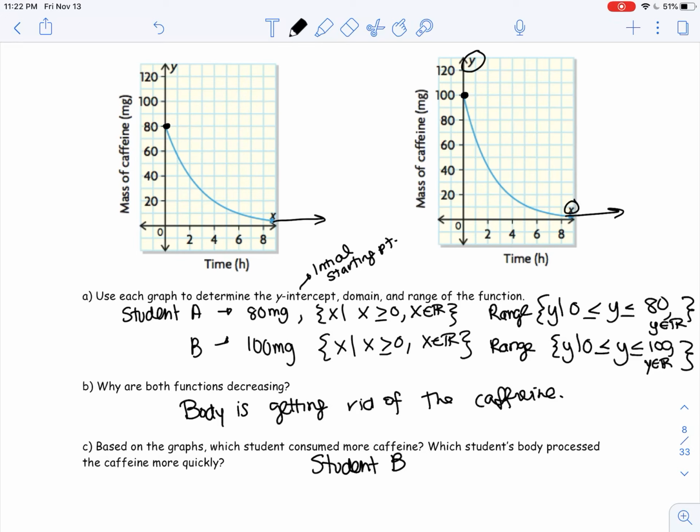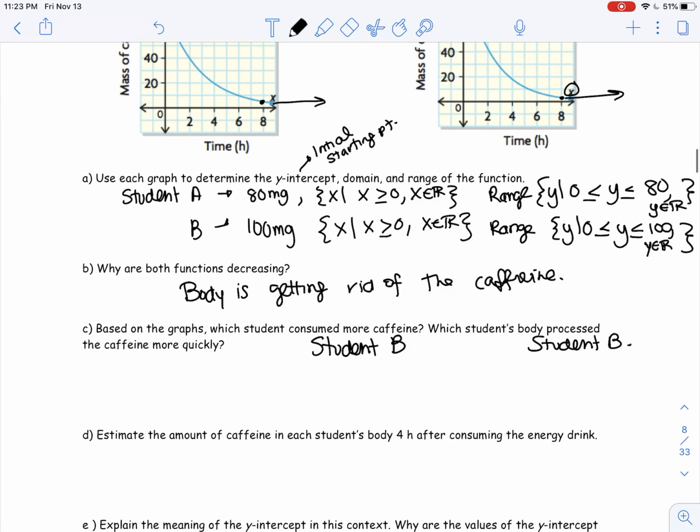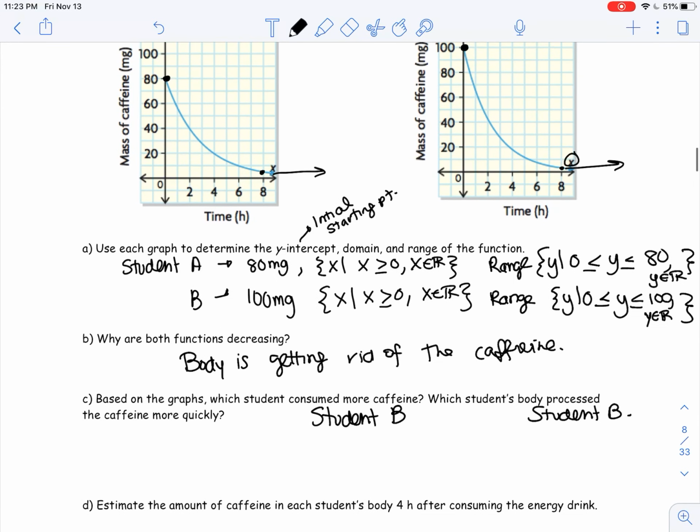Now, which student processes the caffeine more quickly? So who is able to get rid of caffeine better with their bodies? If you want to look at it, we know that at about 8 hours, this point right there is a little lower than that point right there. So student B had more caffeine, and yet by hour 8, he has slightly less caffeine in his system. So again, student B is able to process caffeine better than student A. So the answer for both the first question and the second question in C is student B.